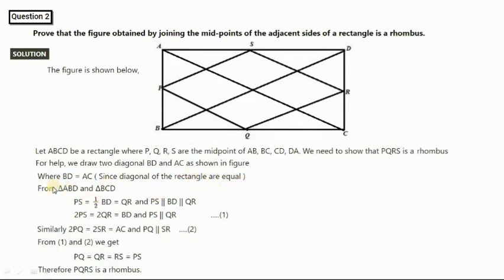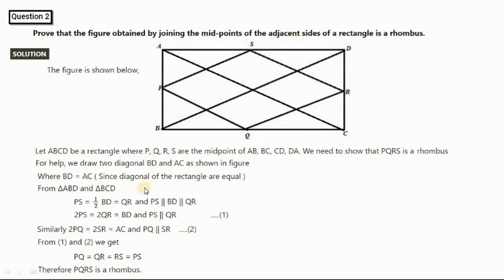Now let us observe triangle ABD and BCD. Where is ABD? ABD means this triangle. If you see only this triangle, forget about the lower part. Then P and S are the midpoints of AB and AD. So the line segment PS joining the midpoints will be parallel to the third side, that is parallel to BD.